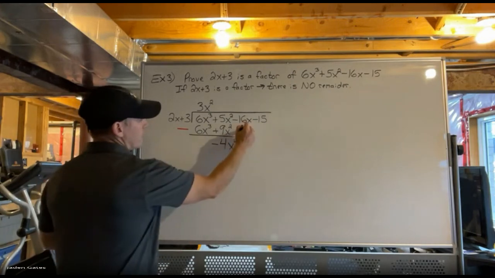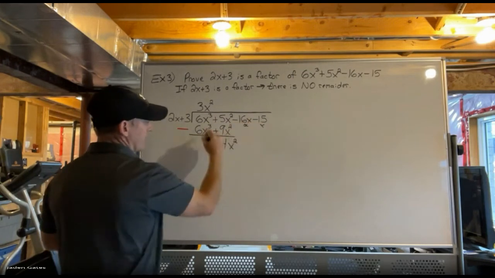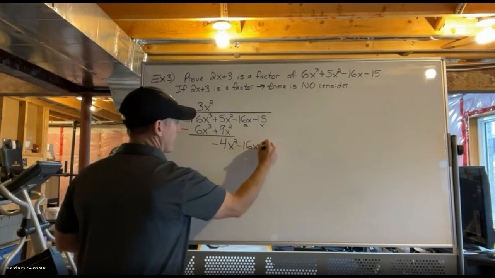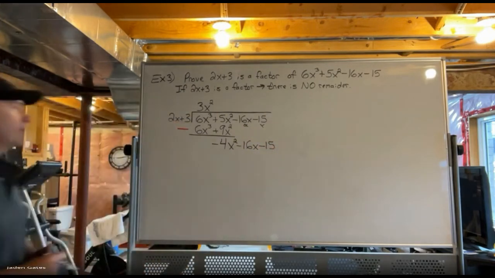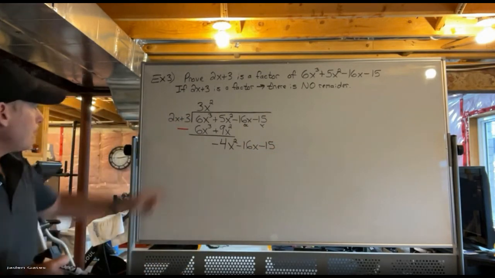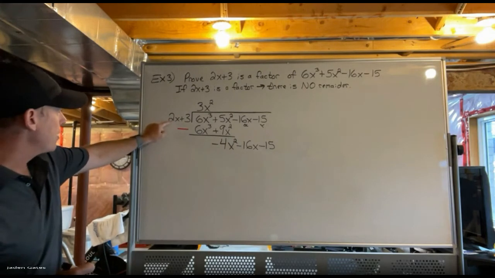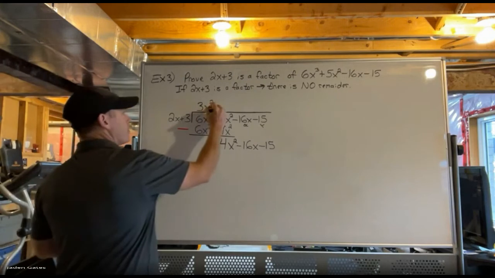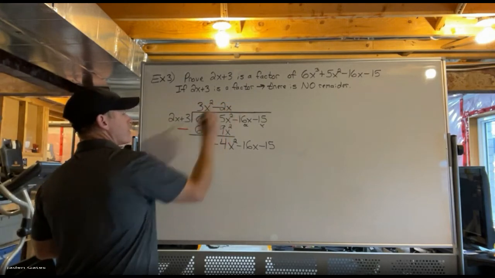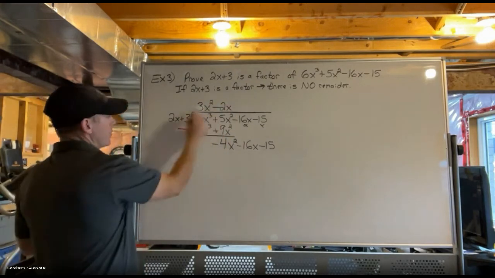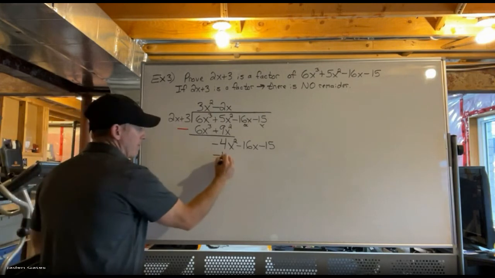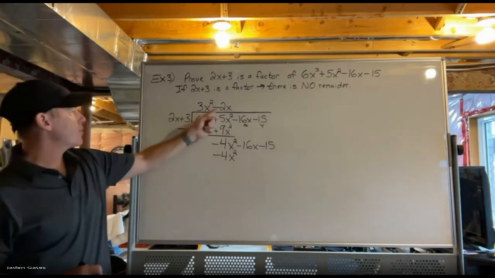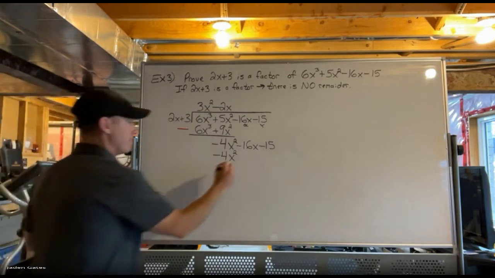All right, and then I've got these two I have to drop down because, well, minus 16x minus 0 is just minus 16x. And same thing with the minus 15. All right, so that's where we're at. Now, same idea, rinse, wash, repeat here. So how do I get from 2x to 4x squared? I'd have to multiply by minus 2x. All right, so minus 2x times 2x is minus 4x squared. Then I have minus 2x times 3, minus 6x.